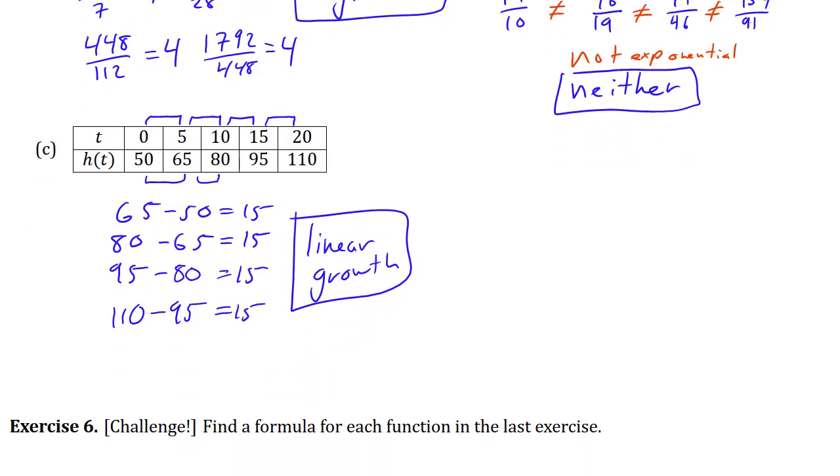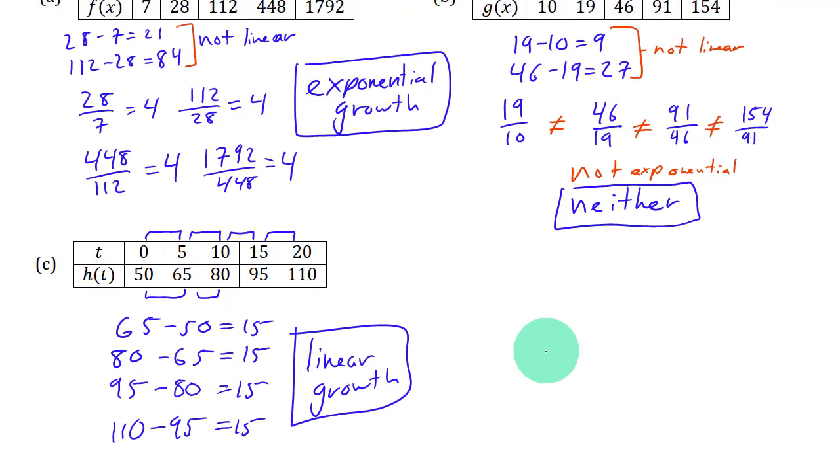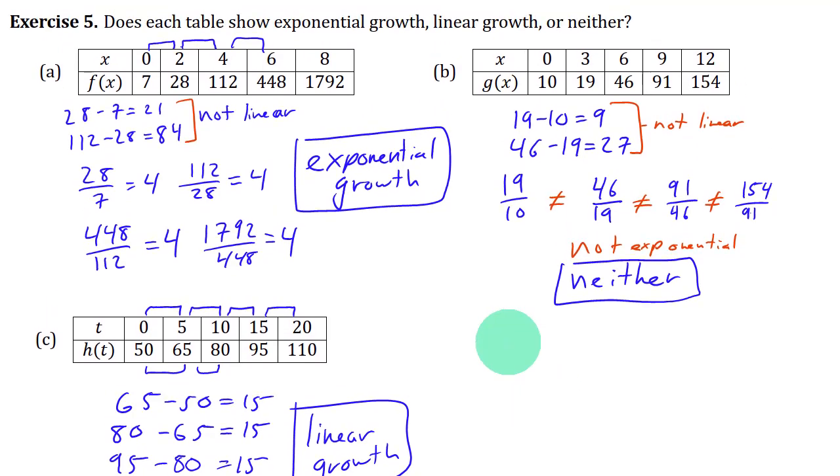Okay, so for exercise 6, if you want to find a formula for each of these functions, this is a challenge. It's good to do if you're trying to get an A, or if you just want to try something difficult. This is a difficult thing to do. So this one is exponential. It's going to be of the form f of x equals a times b to the x. And I know the a is going to be 7, because that's what it starts with. So the question is, what is the b?